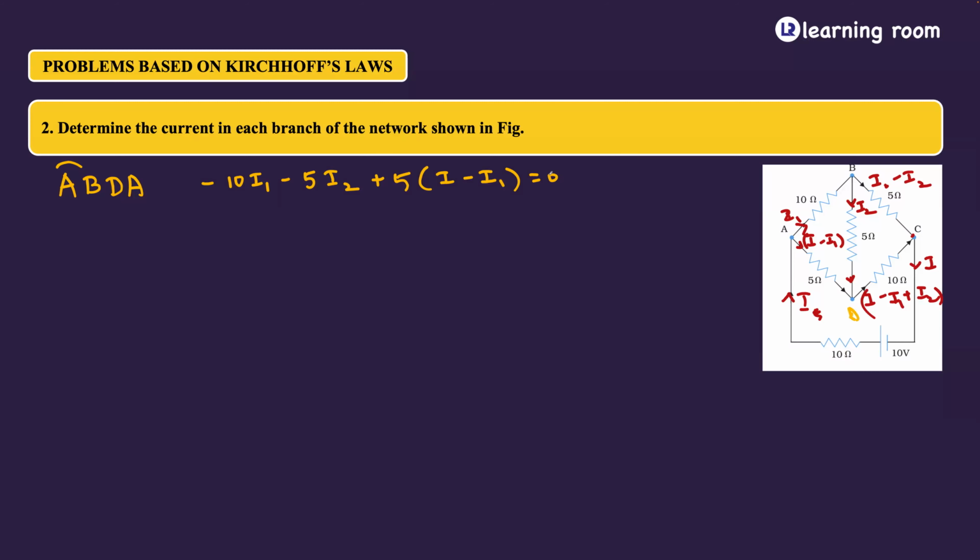Right. So observe how many passive elements are there? How many elements are there in the first place? 10 ohm, 5 ohm, and 5 ohm. So we have 3 resistors, 3 terms. So what is the other loop we can consider? We take B, C, D, A. So when you take BCDA, minus 5 into minus I1 plus I2.